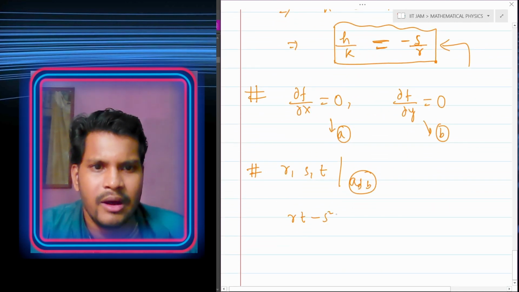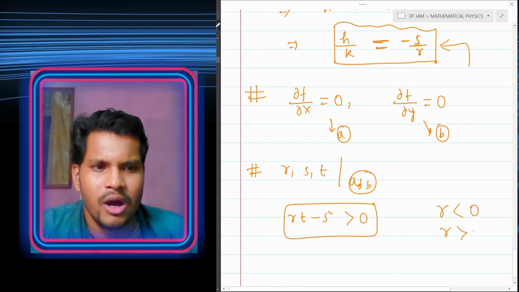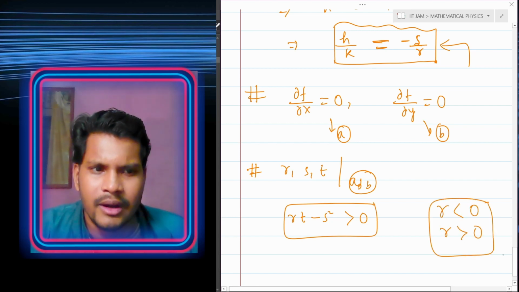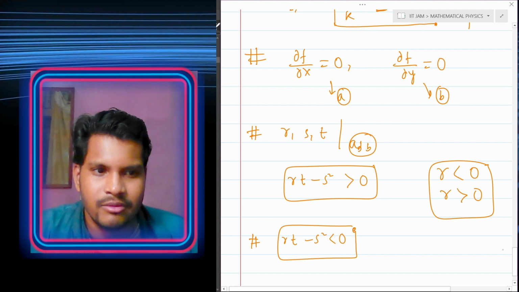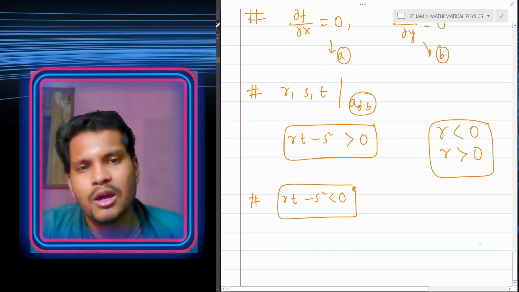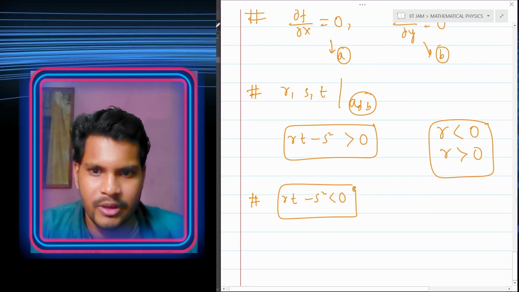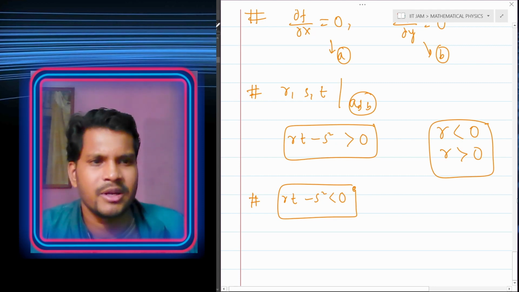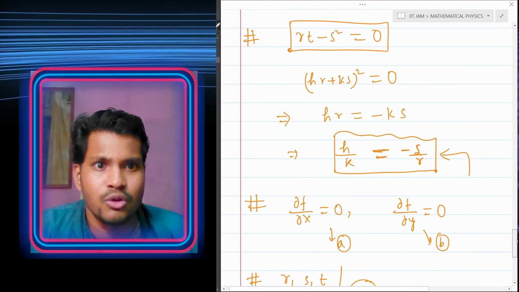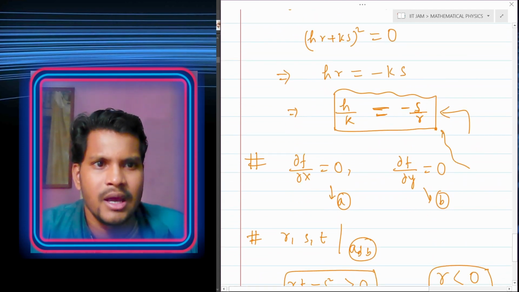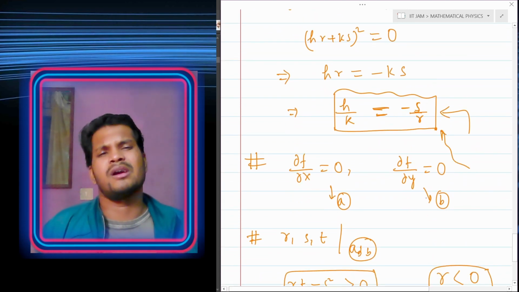So if rt minus s square is coming out to be positive, then it will depend on whether your r is lesser or greater. On the other hand, if your rt minus s square is negative, then the point is a saddle. It means that it will behave like an attractor as well as a repeller, or from some perspective it looks like a minima, and from another perspective it looks like a maxima. And if you get a ratio like this, then you can say that I cannot tell anything about it.